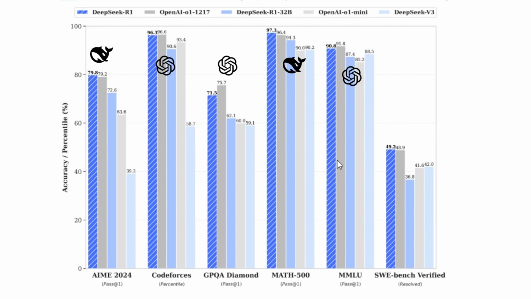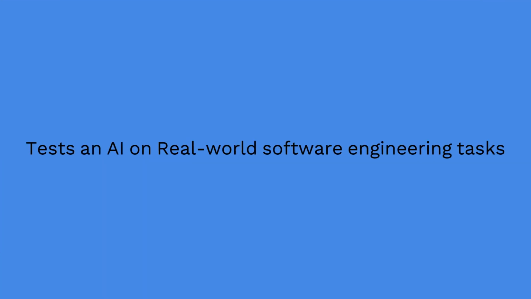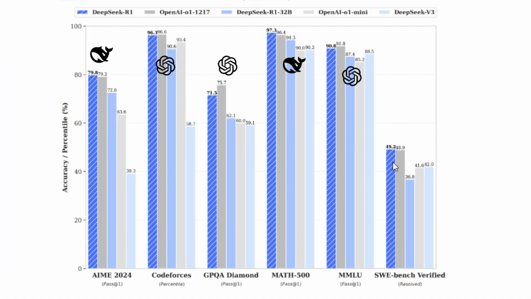Finally, let's talk about SWE Bench Verified result. This benchmark tests how well an AI can handle real-world software engineering tasks like fixing bugs or implementing features. DeepSeek R1 resolves 49.2% of tasks, while ChatGPT O1 resolves 48.9%. If you are a developer, DeepSeek is slightly better at practical coding tasks.